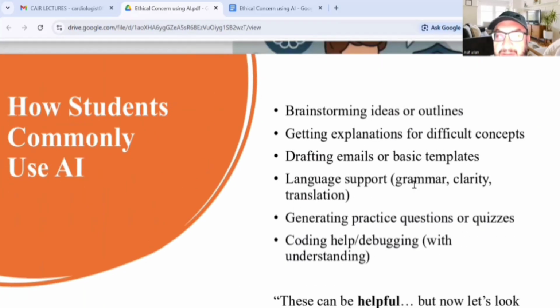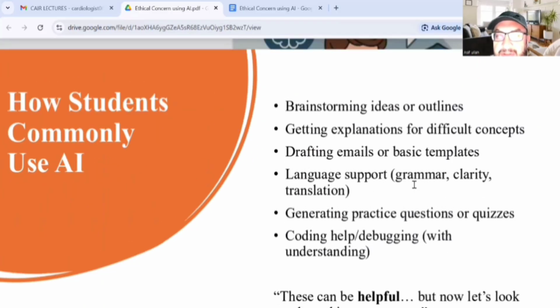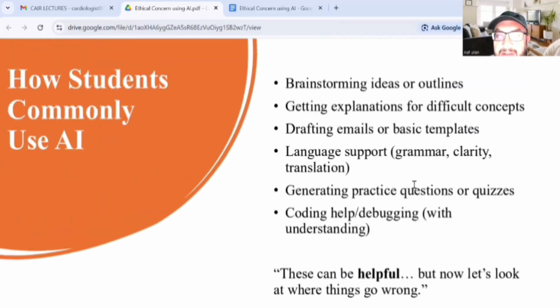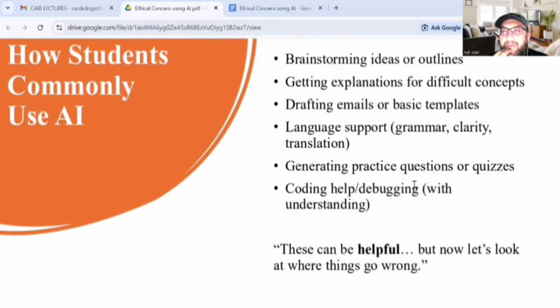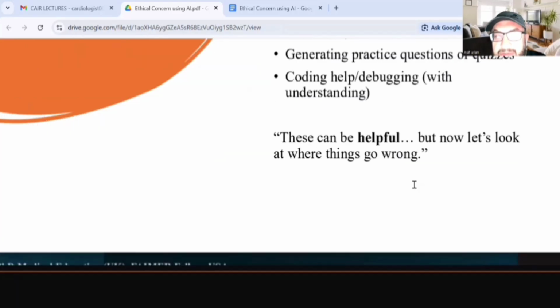Students commonly use AI for brainstorming or outlining ideas, getting explanations for critical concepts, drafting emails or basic templates, language support like grammar, clarity and translation, generating practice questions or quizzes, and coding help or debugging with understanding. These can be helpful, but now let's look at where things go wrong.